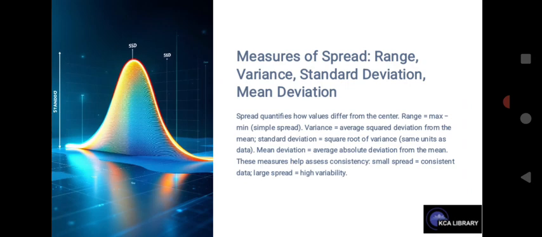Then variance. Variance is the average squared deviation from the mean, while standard deviation is the square root of variance. Mean deviation is the average absolute deviation from the mean. So these measures help assess consistency, because small spread means consistent data, while large spread means high variability.